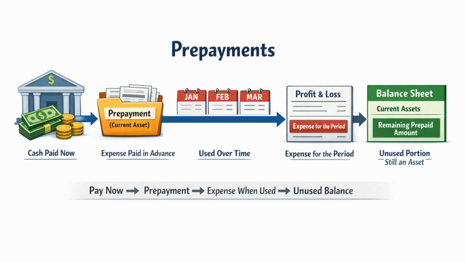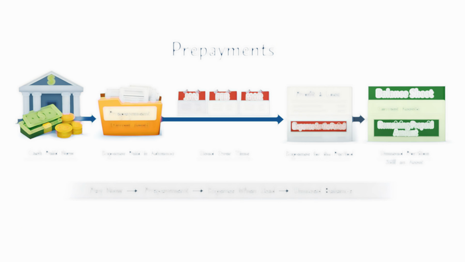If an invoice is received for a future period but has not yet been paid, there is no cash movement yet. Expenses are recorded when they are used or incurred. The profit and loss account shows the expense for the period. The balance sheet shows what remains unused.